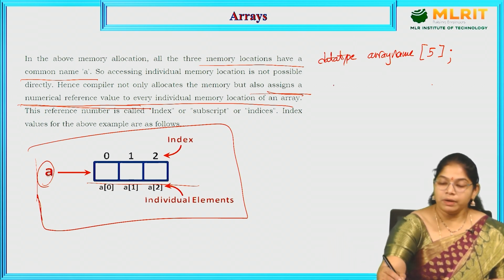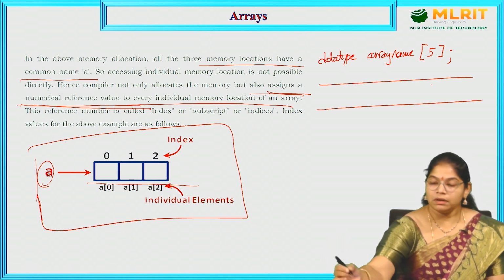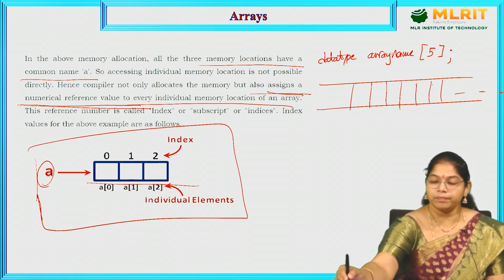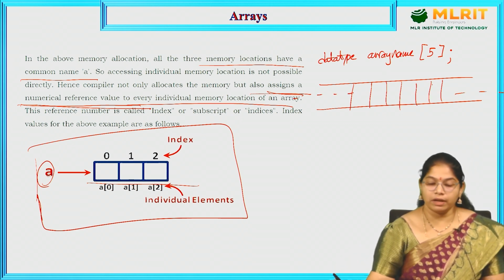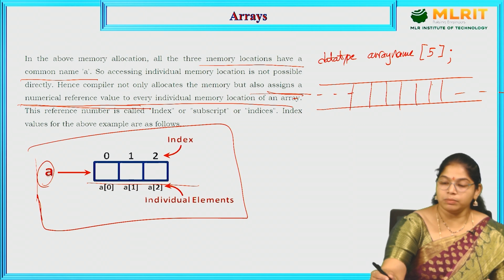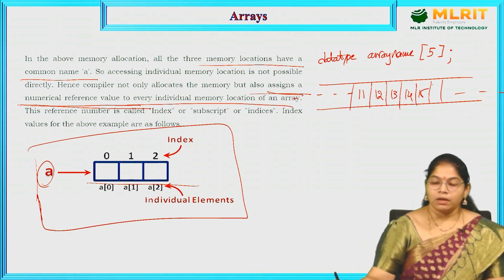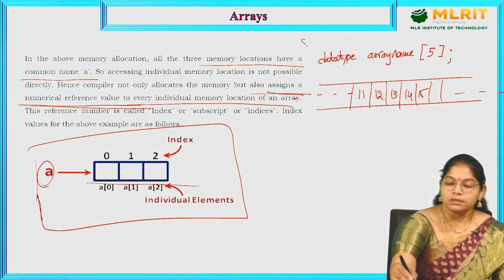Then how are the 5 values assigned in a memory location? So this is the memory. Here we have 5 locations. Let us suppose the 5 values are 11, 12, 13, 14 and 15. So this is the syntax. Let us take one example.